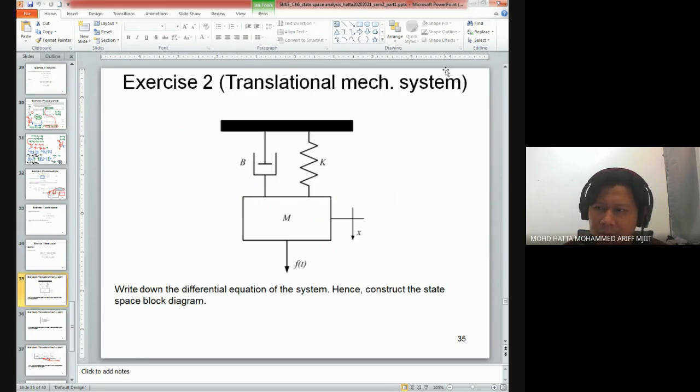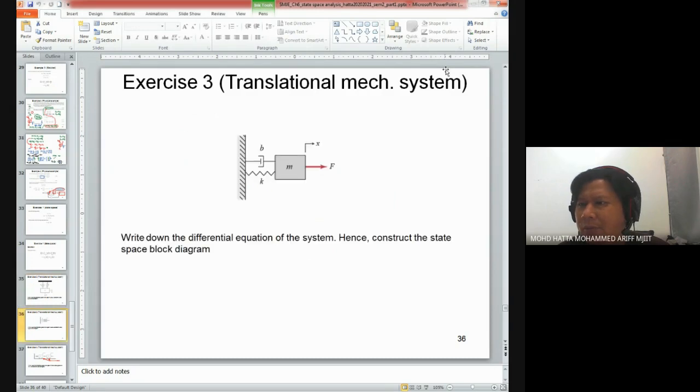First, you need to come up with a free body diagram, and later on get the differential equation, and finally the state space model. Because this sort of exercise is very useful for you in order to score good marks in your assessment. So this is very important, especially on the translational mechanical system.